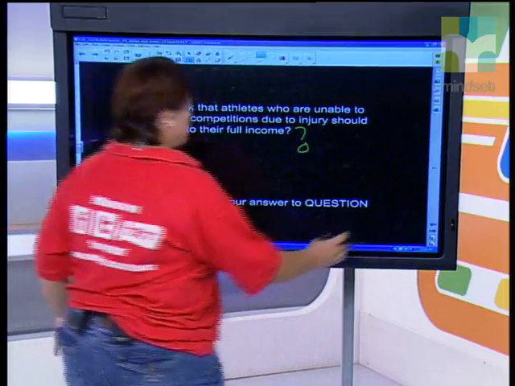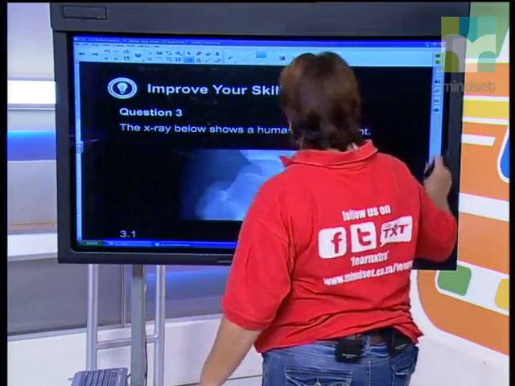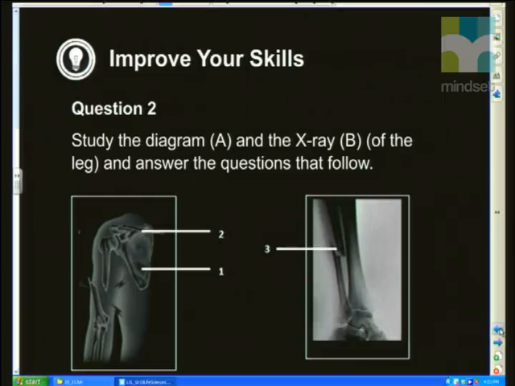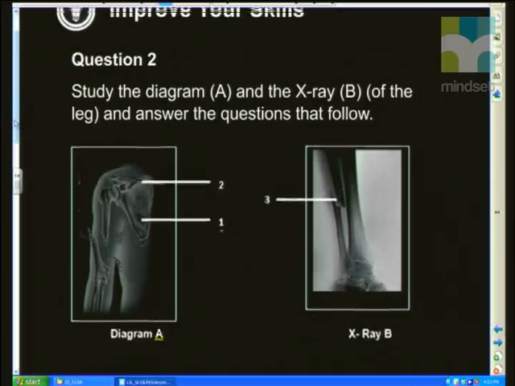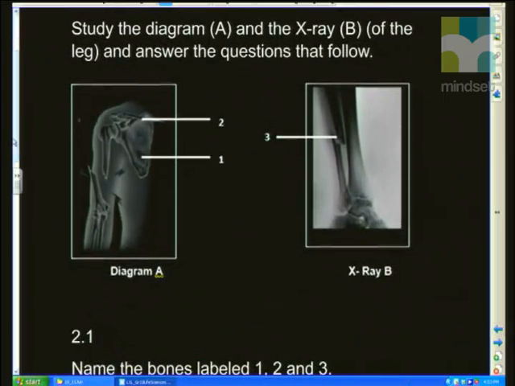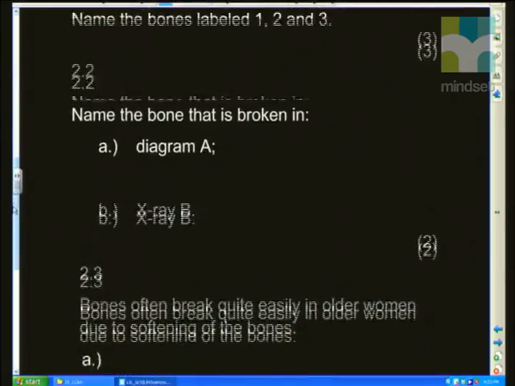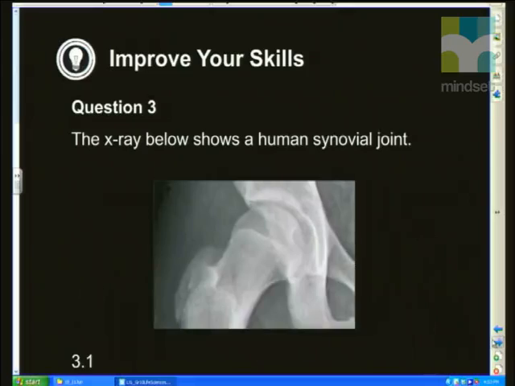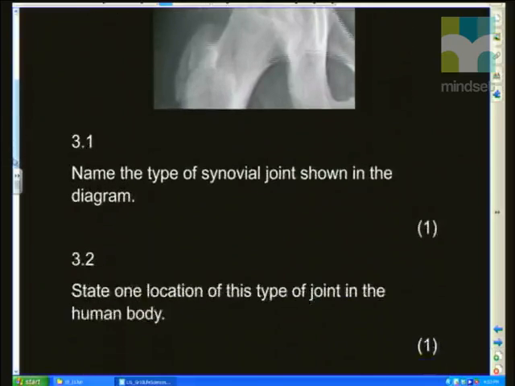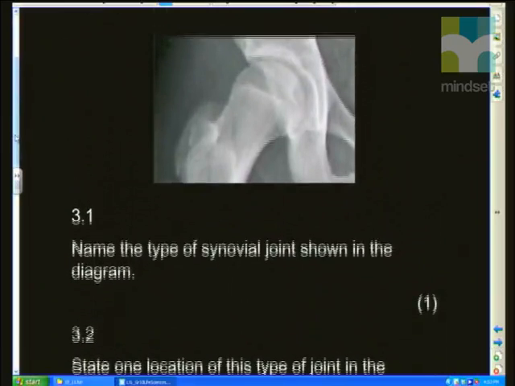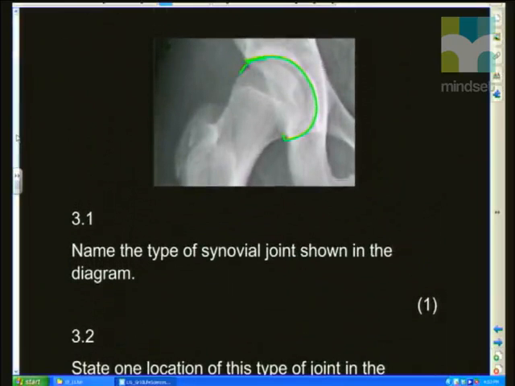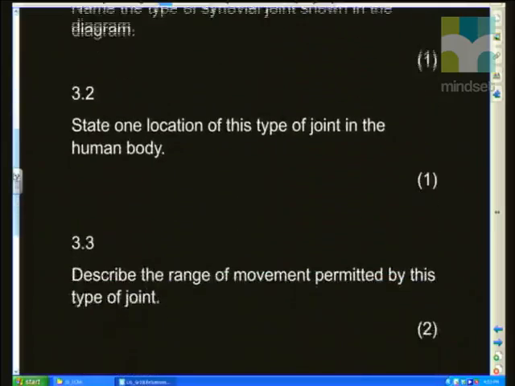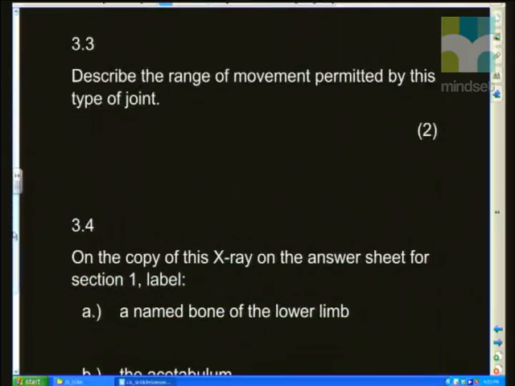Do I have to go over the challenge question before we end? All right, guys, have a look here. Go and have a look at the notes for the different questions. Here, again, showing you bones, asking you which one is broken. Again, an older woman, an osteoporosis question. If we have a look at the next one, it's a synovial joint. It's asking you again what kind of diagram. There we go, we can see that it is the hip joint. And again, asking questions on that.